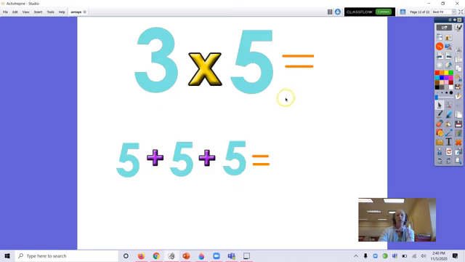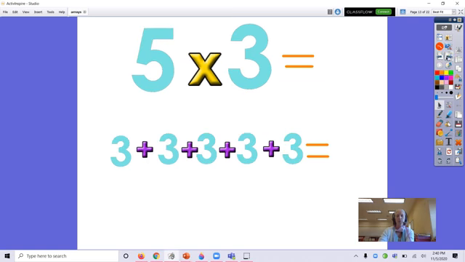I can also use repeated addition to find the product of 3 times 5. This is telling me to add the number 5 3 times. 5 plus 5 is 10, plus 5 more is 15. If I were to flip my factors, I would add the number 3 5 times. 3 plus 3 is 6, plus 3 more is 9, plus 3 more is 12, plus 3 more is 15. Regardless of whether you use arrays or repeated addition, my product is 15.